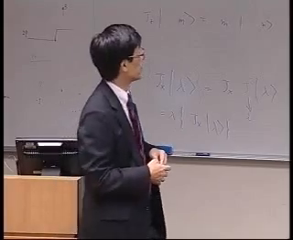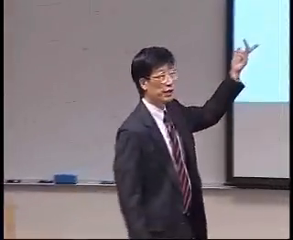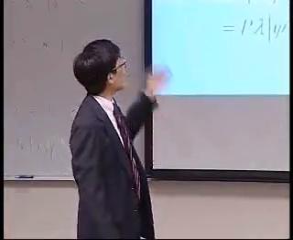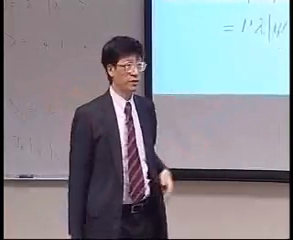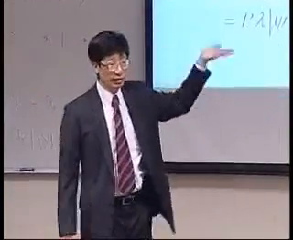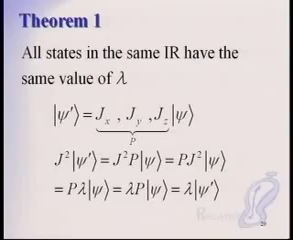Now, how do I know this? Suppose I start with the root state psi, and I apply a bunch of J's. I don't know how many, it doesn't matter, right? 50 of them in any order. And the product I call P. The result is psi prime. Well, let's see what happens. If I take J squared operating on the new state, then it is J squared P times the original state.